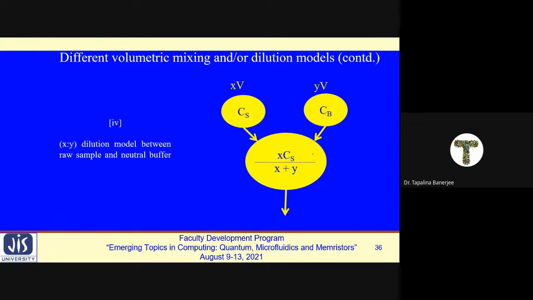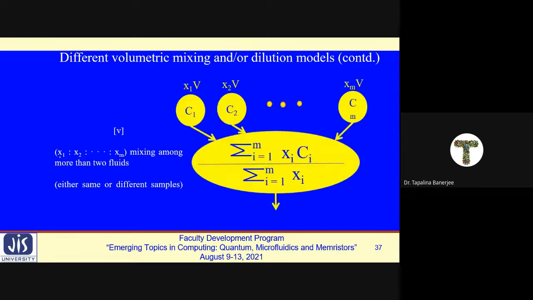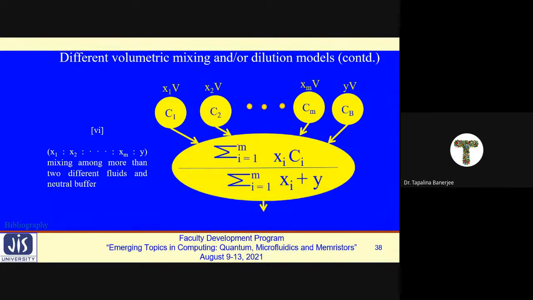XCS by X plus Y. Now, if we generalize this, where we mix X1 is to X2 is to dot dot dot up to XM, mixing among more than two fluids, then the outcome looks like this. This is the resultant concentration of the fluid after mixing these fluids in these volume ratios. So if one of them becomes the neutral buffer and the others are different miscible fluids, then the resultant concentration values will be calculated in this form.